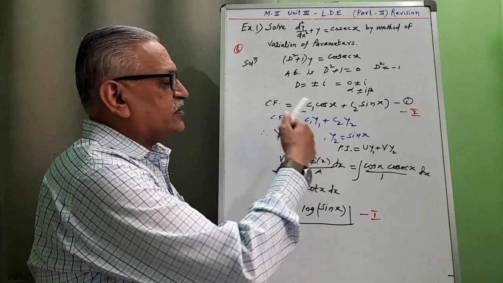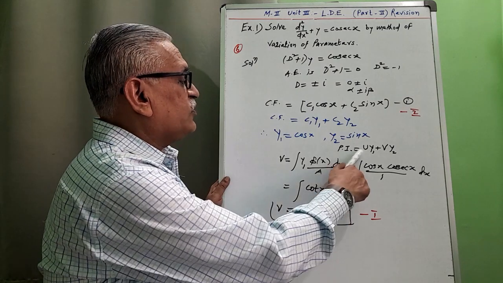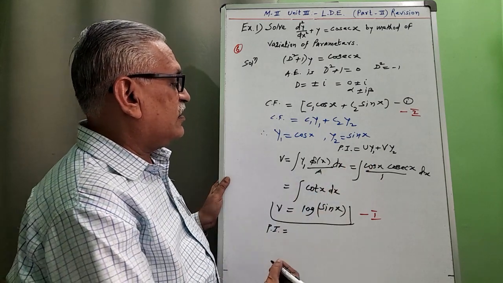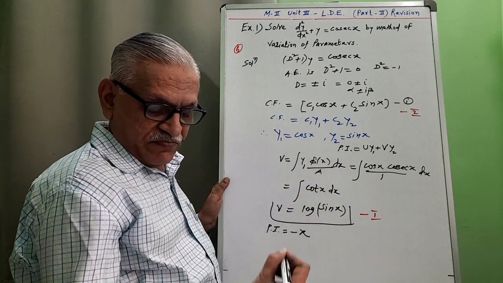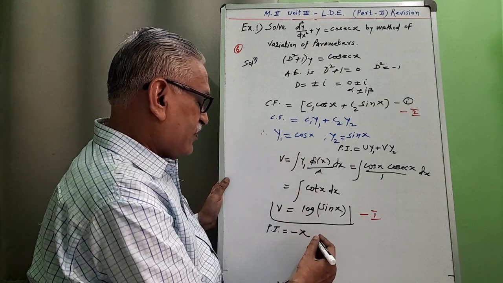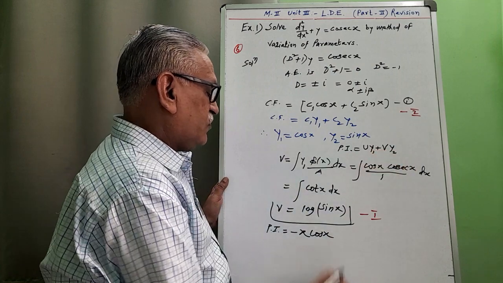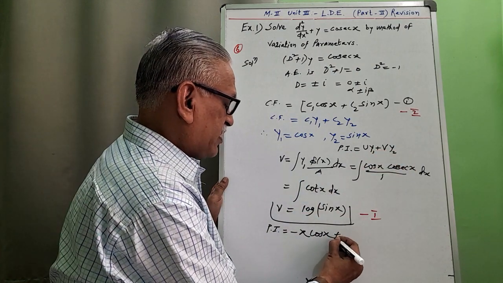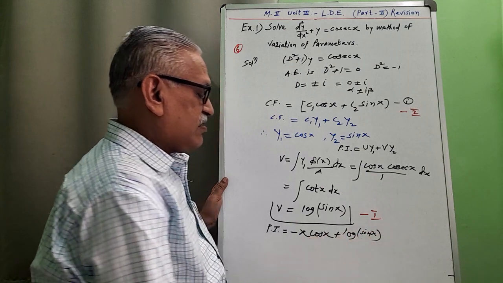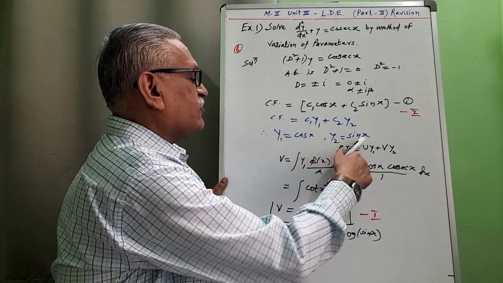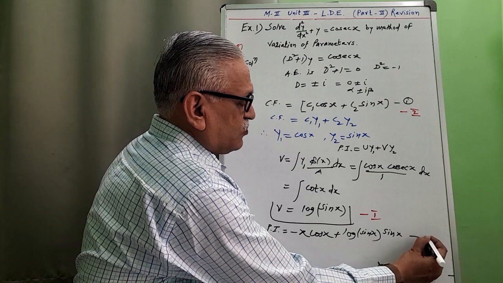Then substituting these values, PI is equal to U into y1, U is minus x, into y1, y1 is cos x, plus V y2, V is log of sin x, into y2, y2 is sin x. We call this equation number 2.